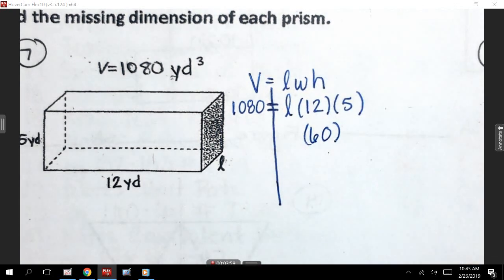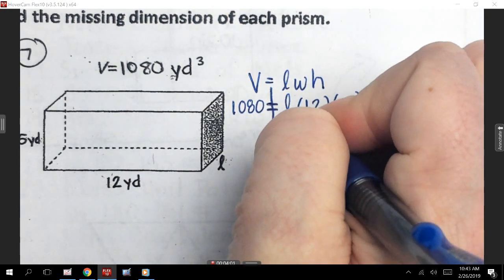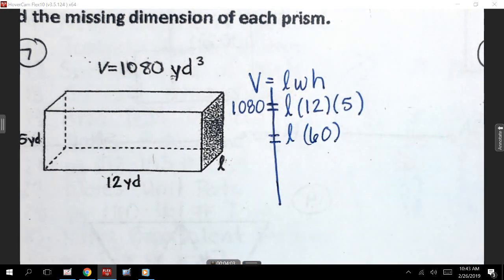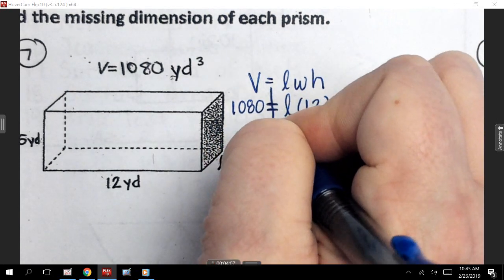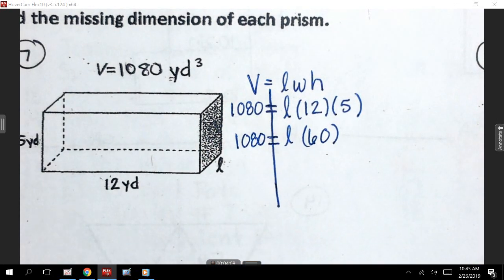Is my L still there? Yeah, I haven't done anything to it. My equal sign is still there, and my 1,080 is still there. Okay. All right, excellent choice there, Zach. I love it. So now what? So now I've got L. It's just got a number by it. What am I going to do now? Maribel?